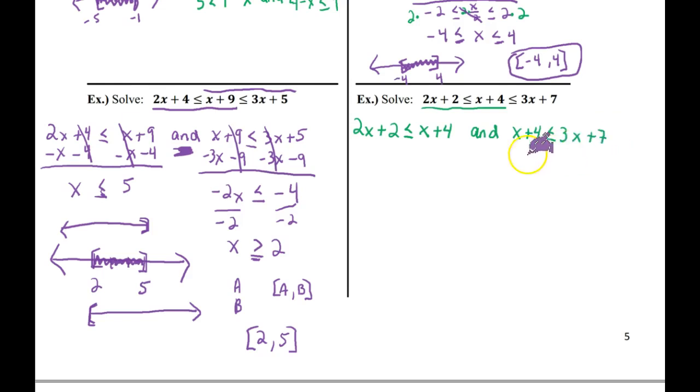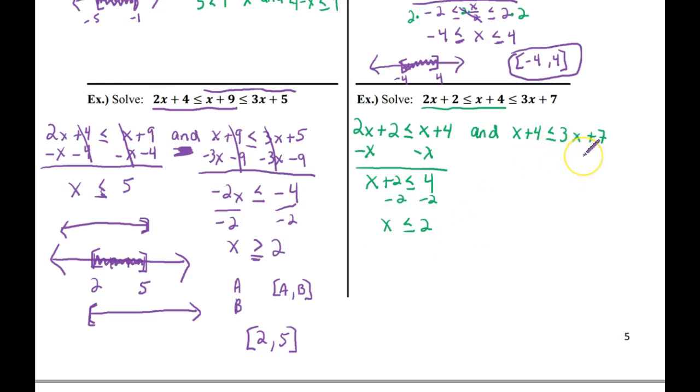And now I need to solve them individually. So I want to get x alone. I subtract x from both sides. And I have x plus 2 less than or equal to 4. And I subtract 2. So x is less than or equal to 2.